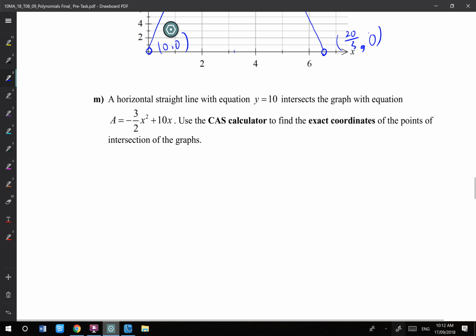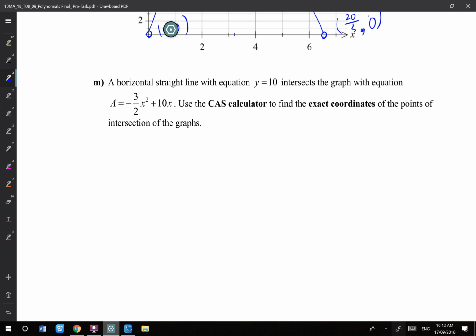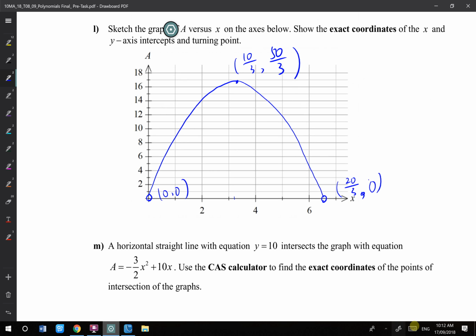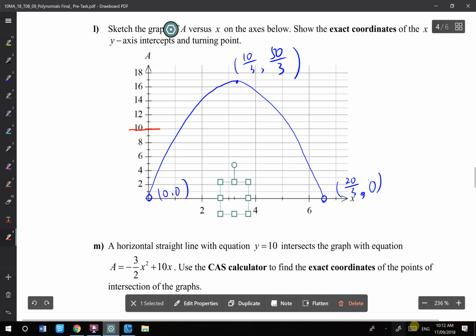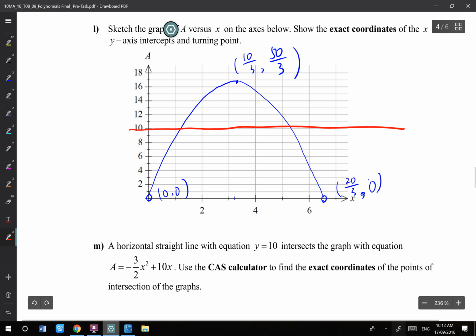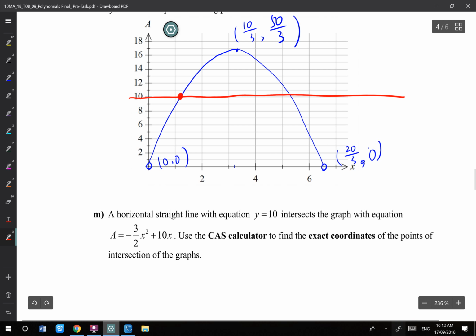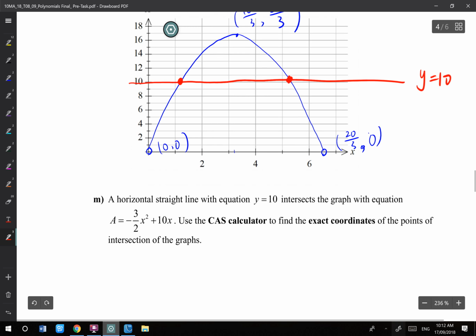Okay, next one. A horizontal straight line with equation y equals to 10 intersects the graph with equation blah blah, that one. Okay, y equals to 10 is here. It intersects 2 points here. You can see that. You can see 2 points here. That's y equals to 10. You don't need to sketch it, just to show you what's going on.